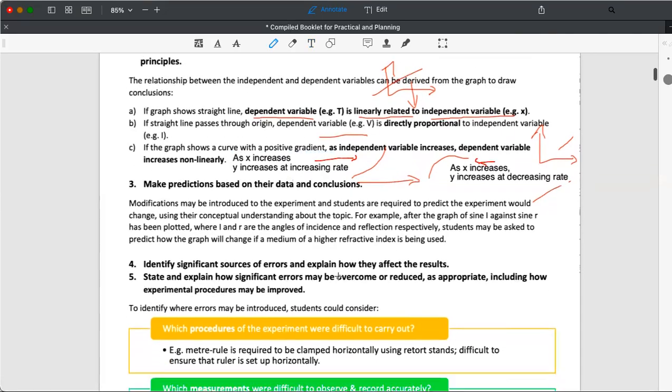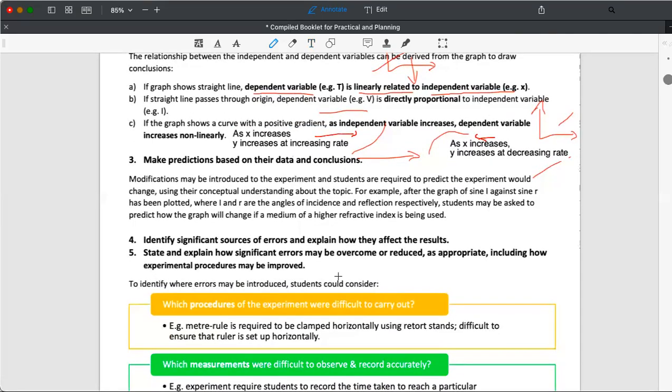Okay, now there will be questions that require you to make predictions based on the data and conclusion. So there could be modification introduced to the experiment, and students are required to predict what will need to be changed. For example, after the graph of sine i against sine r is plotted, where i and r are the angle of incidence and refraction respectively. It should be refraction, there's a typo there. Students may be asked to predict how the graph will change if a medium of a higher refractive index is being used. This is a very popular question.